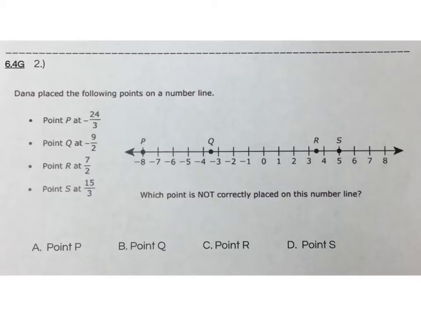Number 2 goes with TEK 6.4g. Dana placed the following points on a number line. Point P at -24 divided by 3, or -24 over 3. Point Q at -9 over 2. Point R at 7 over 2. And point S at 15 over 3. Which point is not correctly placed on this number line? Point P, point Q, point R, or point S?